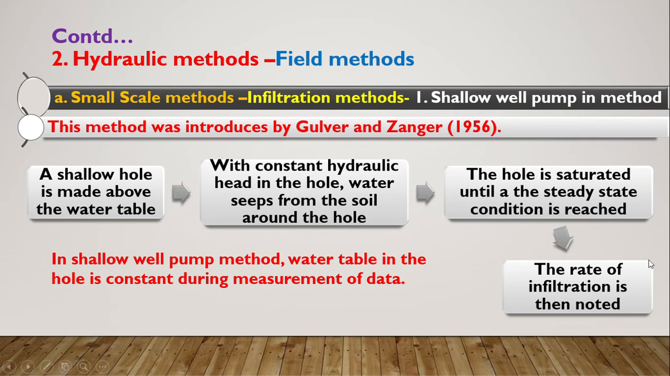And the rate of infiltration is then noted. After this equilibrium is reached, the rate of infiltration is noted. A constant head is maintained during the measurement of data. So this is the shallow well pumping method. We are making a hole and pouring water into it. First the water will saturate the soil. After that the movement of water into the soil is measured. While taking measurements, the hole should have a constant amount of water, which we maintain by continuously applying water.